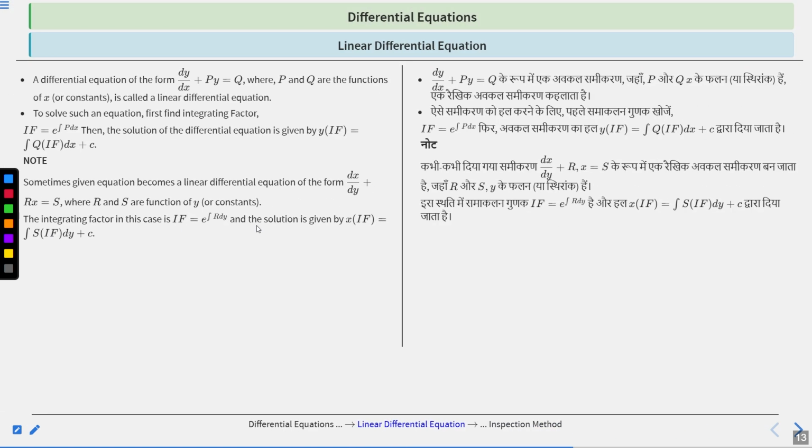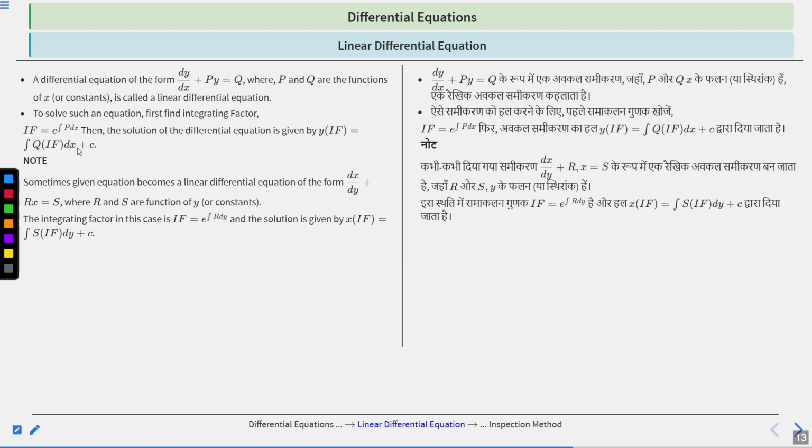Now, what is a linear differential equation? It is very important. A lot of questions are asked from this topic. So a differential equation of the form dy by dx plus py is equal to q, where p and q are functions of x or constants, is called a linear differential equation. Okay. To solve such an equation, we will first find the integrating factor. And how will we find the integrating factor? Integrating factor will be e to the power integration of p dx, right?